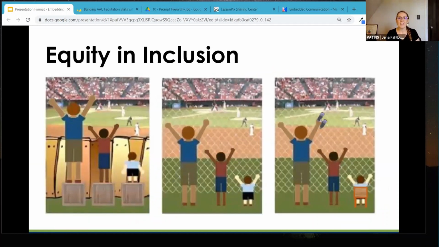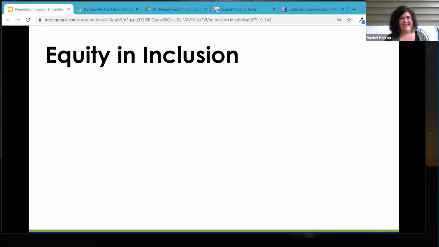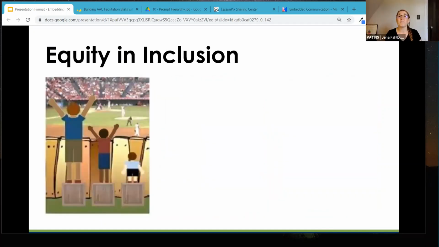I want to point out that our theme throughout our session is equity in inclusion. And we know that inclusion doesn't always provide an equitable environment. We have to still be very intentional about inclusion, because just putting people in an environment doesn't make it inclusive. So I like using this image or this graphic that you've all most likely have seen before, this famous baseball image that I've edited a little bit to work for our needs.